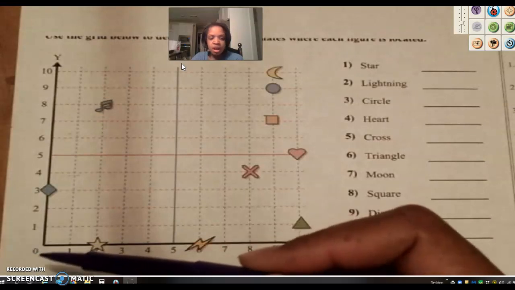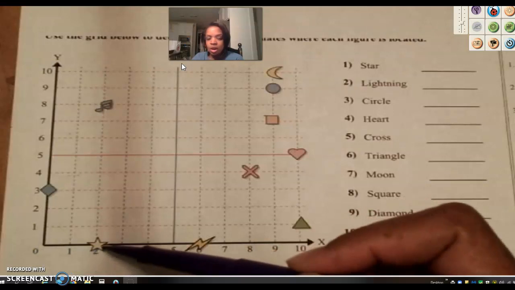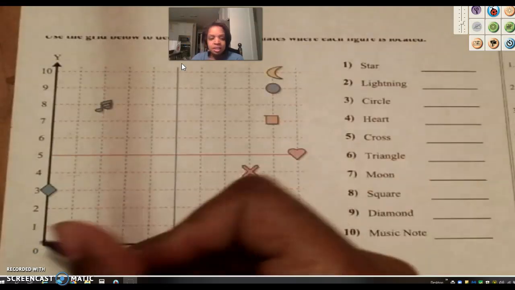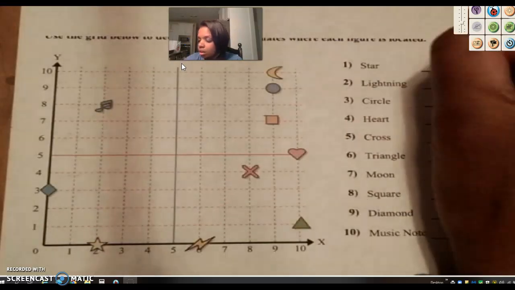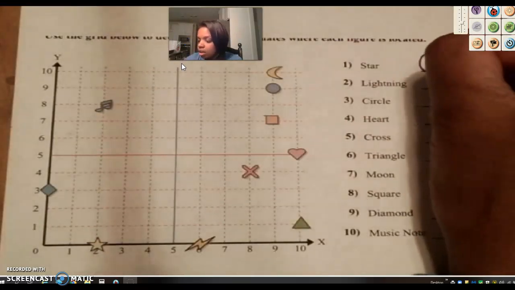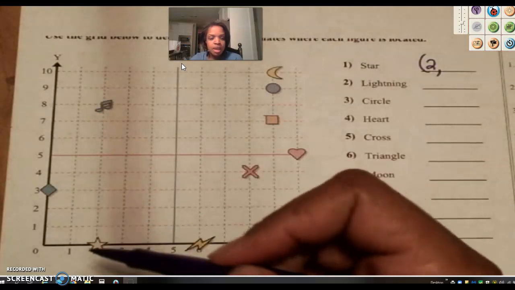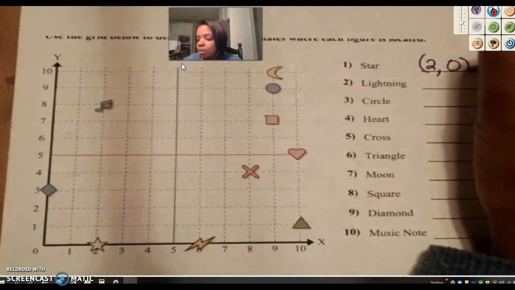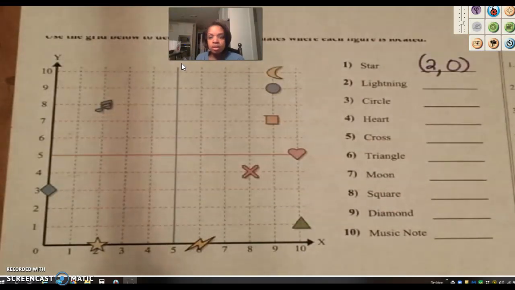This 0 is called the origin. So I always start here at the origin, and then I slide over. The first number, because I start with my x-axis, is 2. And then I'm going to put a comma next to it. And then I go up 0 places. So 2, 0 is the ordered pair for the star.